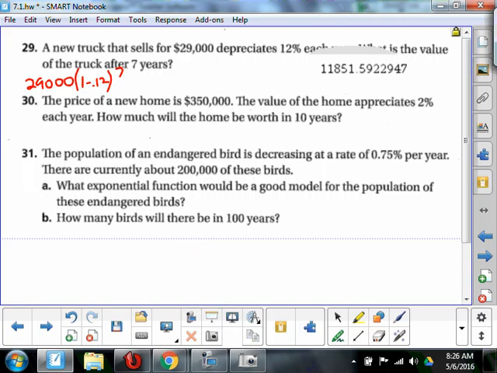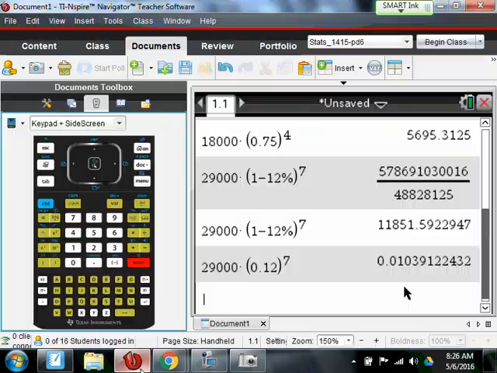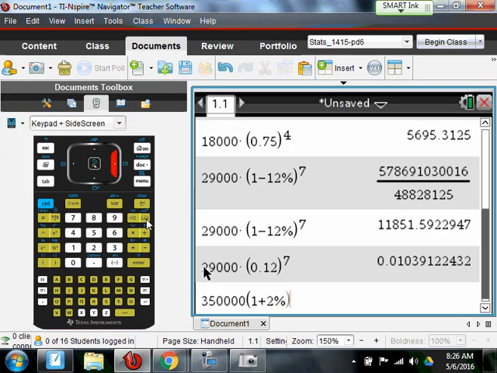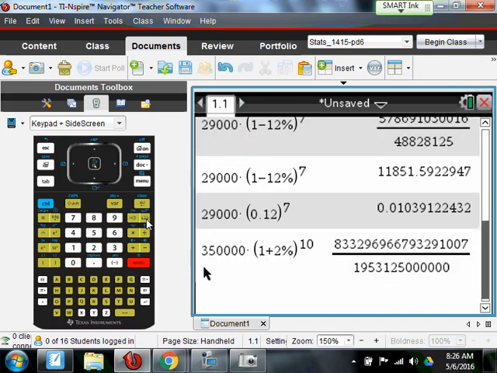Number 30, the price of a new home. A new home. It's appreciating. 350,000 times 1 plus 2%, so 0.02 to the 10th. There we go. $350,000 house. That's a pretty big house around here, ain't it? 350,000. 1 plus 2% to the 10th.